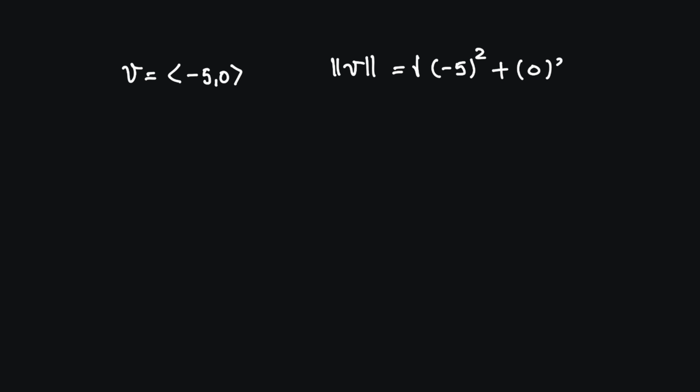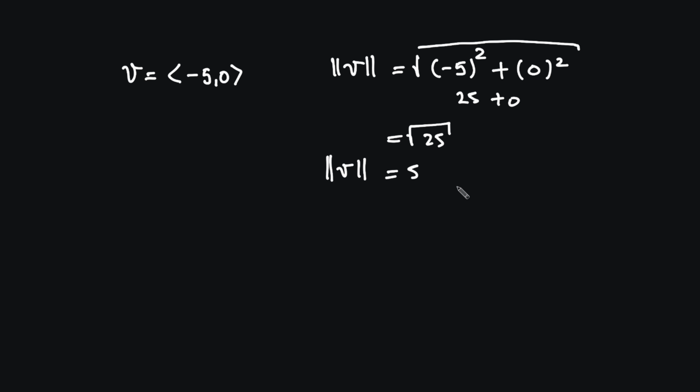Let's do one more. What about the magnitude of vector -5, 0? The magnitude of this vector will be the square root of the square of the horizontal component, or the x component, plus y component squared. 5 squared is 25. 0 squared is 0. This will be 25, square root of 25. That is 5. So the magnitude of vector v will be 5.